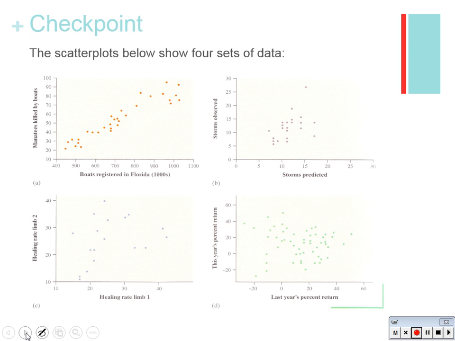So here are some checkpoint questions, and I'll give you a few minutes to try to work these out on your own.